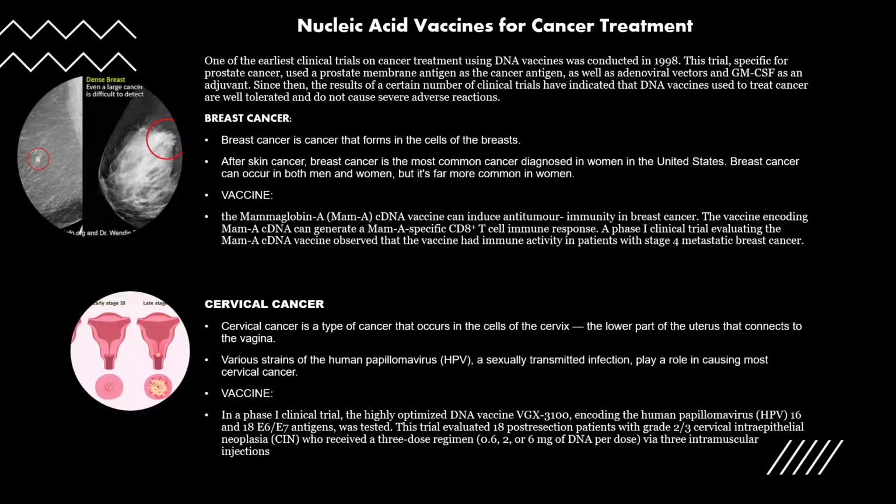Nucleic acid vaccines for cancer treatment. One of the earliest clinical trials on cancer treatment using DNA vaccines was conducted in 1998. This trial, specific for prostate cancer, used a prostate membrane antigen as the cancer antigen, as well as an adenoviral vector and GM-CSF as an adjuvant.